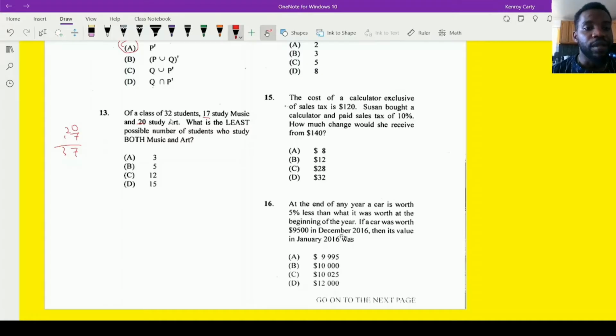Now, remember that there are 32 students in the class. So how do I get 37? Because there's a certain amount that is counted twice. So to find out how many were counted twice, I would have to take the 37 and subtract the number of students who are in the class, which is 32. I can't be at 37 if there are 32 students in the class. So when I subtract this, I get 5. So 5 students were counted twice. Or you can say that 5 students did both.